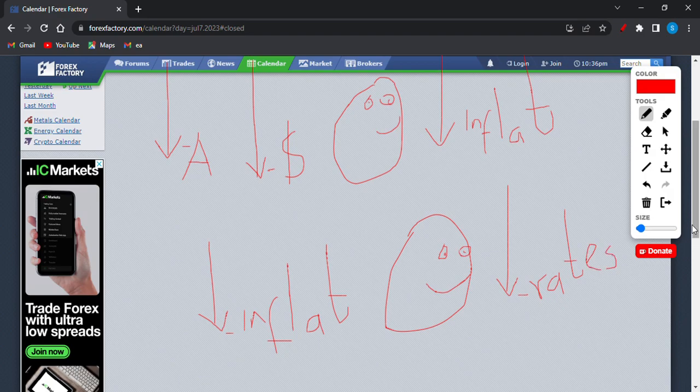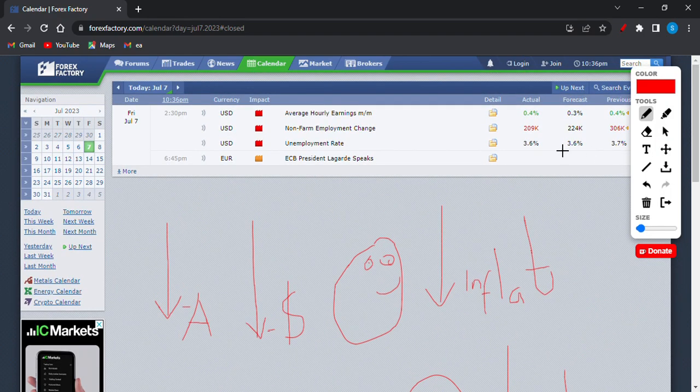Okay, so currently this is what we want. This is currently what we want: for the US dollar to slow down so that we can have lower inflation, so that inflation can go down. This is what the Fed is trying to fight. This is what we want.